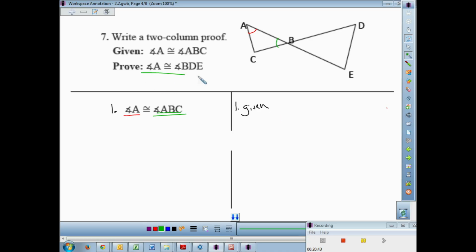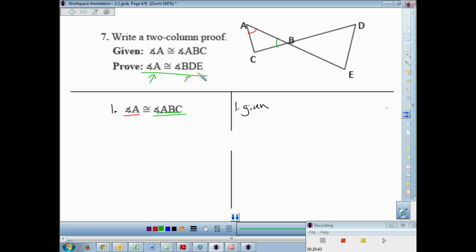Look at what we want to prove. That's our next move. Read the given, write the given, mark the given, then look at what you want to prove. I want to prove angle A is the same as angle BDE. Let's think about it. Have we mentioned anything about angle A yet? Have you written anything down about angle A yet? Yes. Have you written anything down about angle BDE?